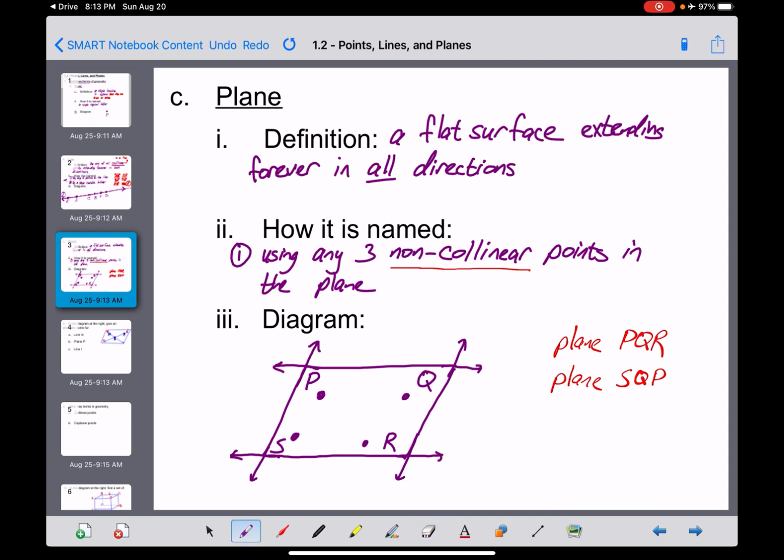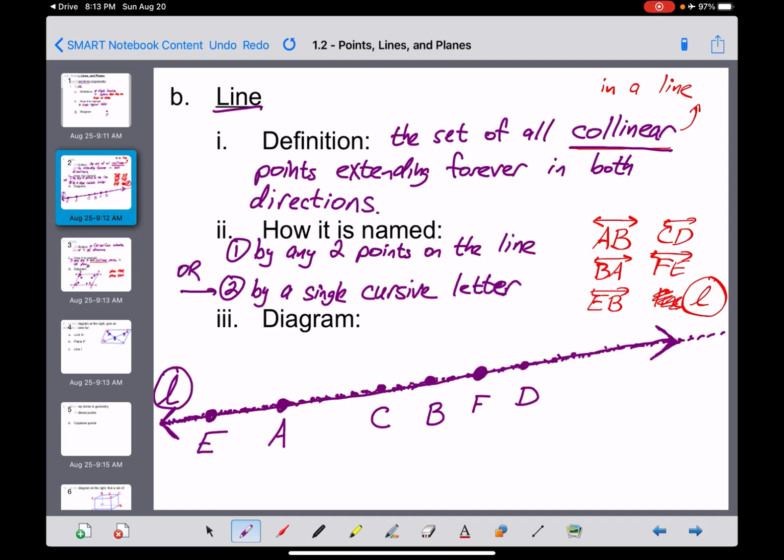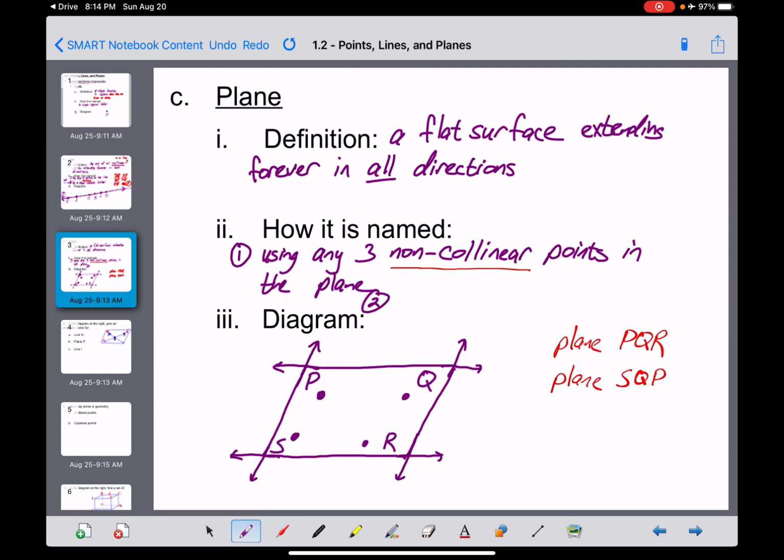Now, sometimes you have this option available to you as well. Remember we said a line could be named right here, guys, by a single, I should have said a single lowercase cursive letter, because now the second way of naming a plane is with a single capital cursive letter, if that's provided for you. Okay, so what would that look like?